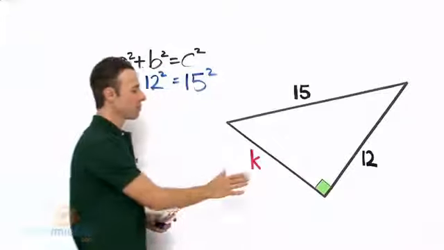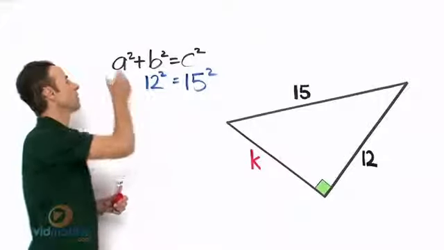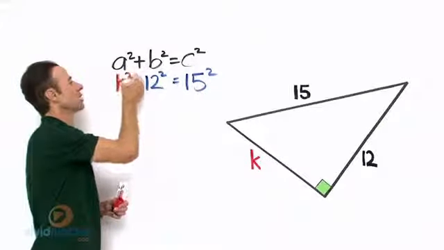And finally, we have the missing pronumeral. We're looking for k, aren't we? So let's put k right over here. And that's going to be k squared.